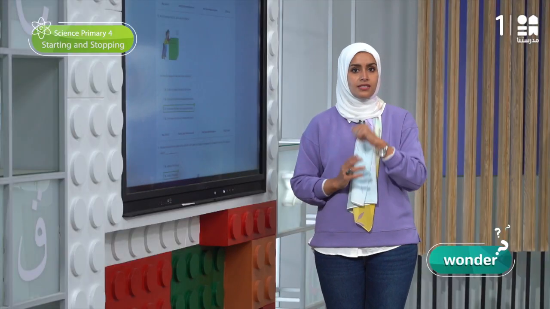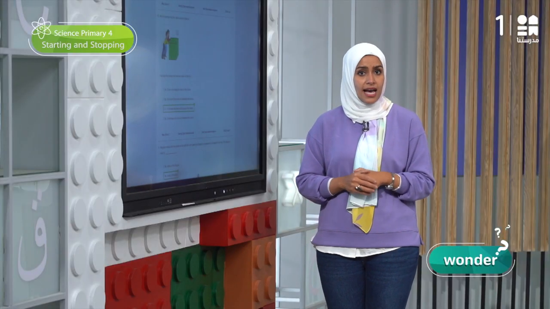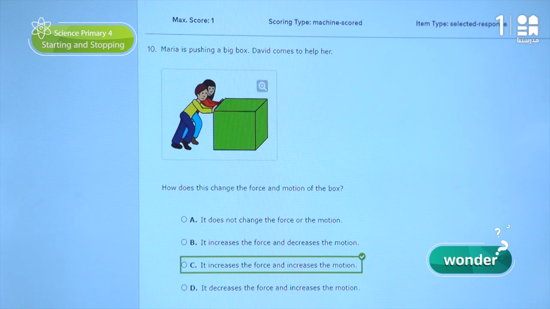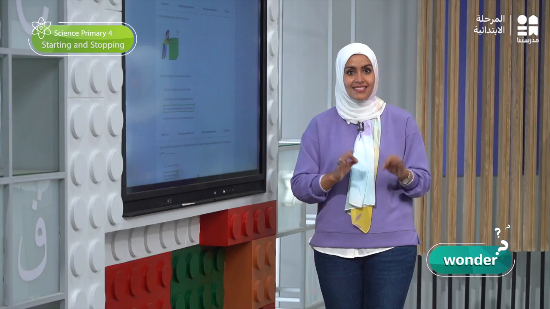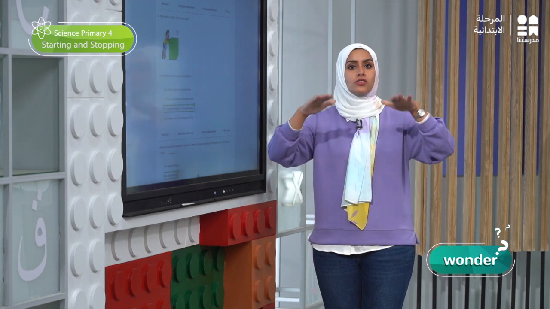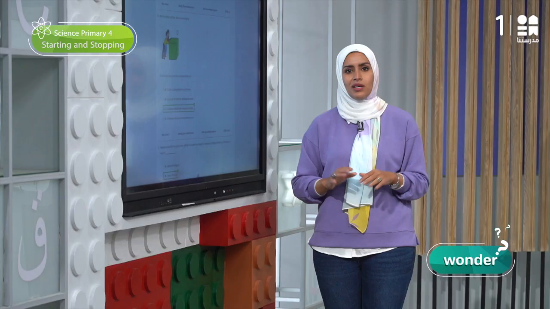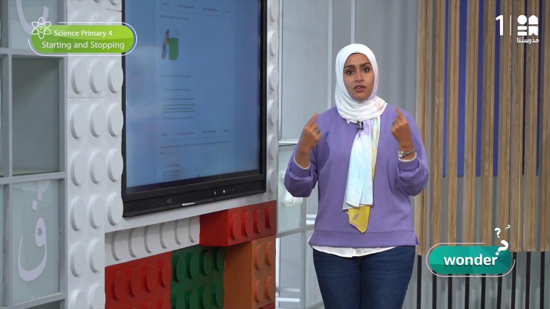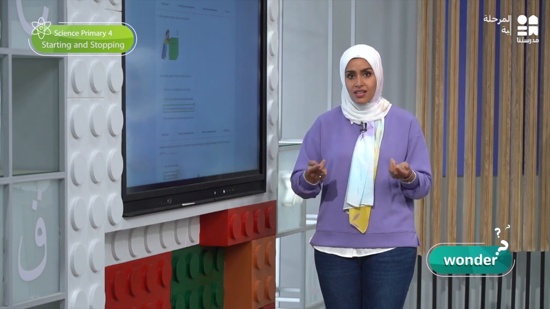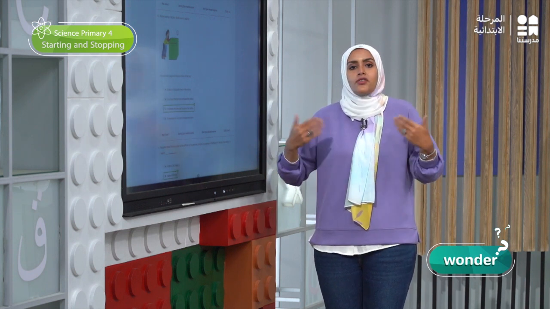The third choice is it increases the force and increases motion. بتزود القوة وتزود الحركة. Yes, the force and motion will increase together. This is a correct answer. But let's see the last choice first. The force decreases and increases the motion. This ensures that the third choice is the correct one because the existence of help or additional force will not decrease the force, it will increase it.